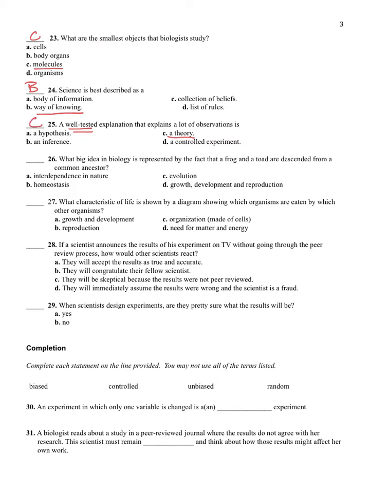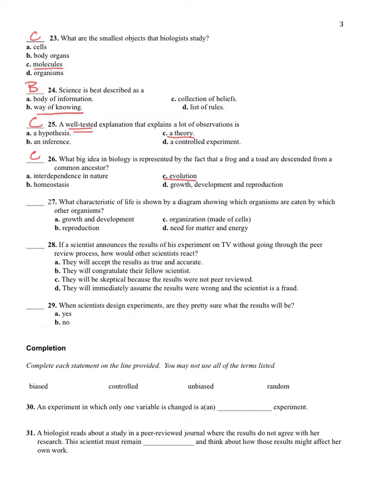Number 26. What big idea in biology is represented by the fact that a frog and a toad are descended from common ancestors? Frogs and toads are both amphibians, and they share a lot of characteristics, and so this supports the idea of evolution, meaning they share a common ancestor, but they're slightly different from each other today because of the environment and selective pressures that they have lived through.